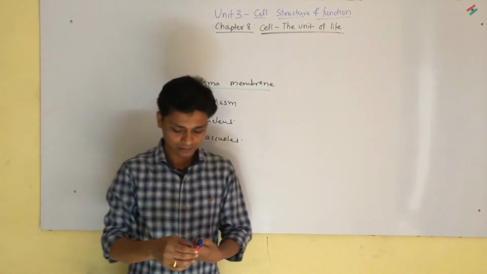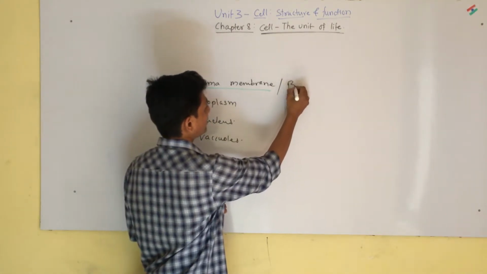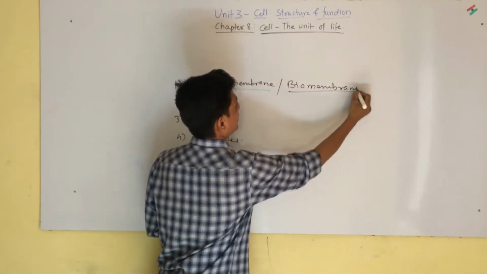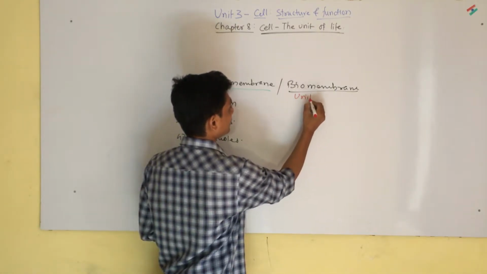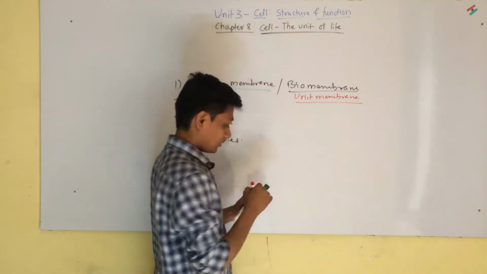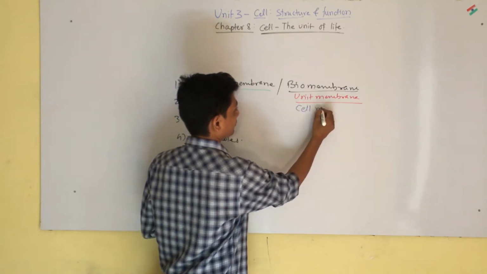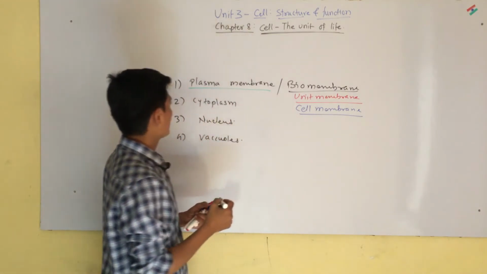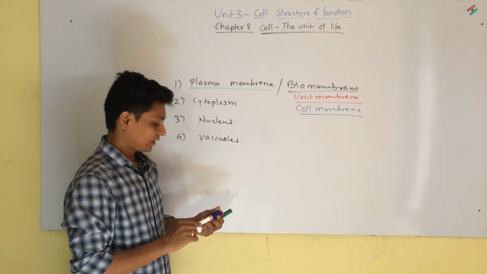The plasma membrane has different names in different books. It is also called biomembrane, also known as unit membrane, also known as cell membrane. Okay, the plasma membrane is known as biomembrane as well as unit membrane as well as cell membrane.